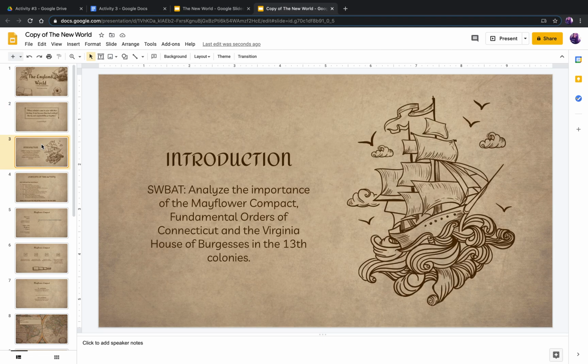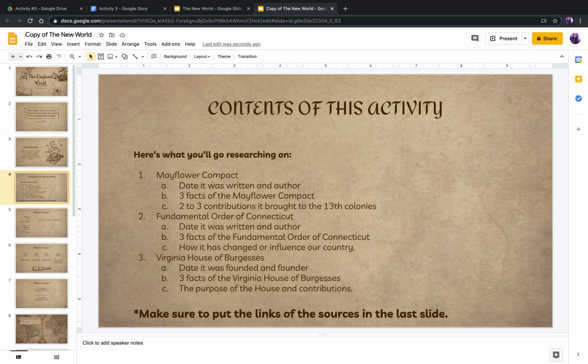Students will be able to analyze the importance of the Mayflower Compact, Fundamental Orders of Connecticut, and the Virginia House of Burgesses in the 13 colonies. So the contents of this activity will be, all of them have the date it was written and the author. Three facts of the Mayflower Compact, the same as three facts of the Fundamental Orders of Connecticut and the Virginia House of Burgesses. Now, the only difference is the third part.